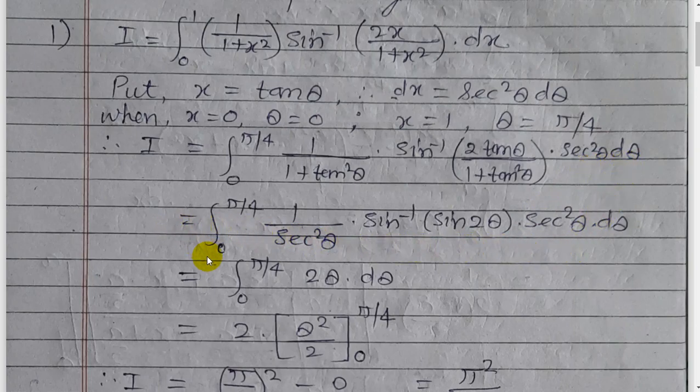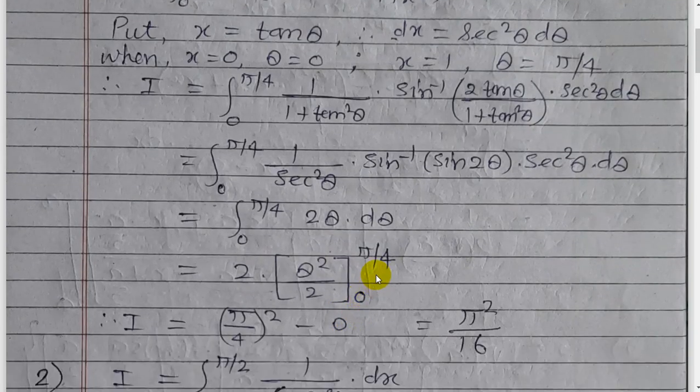So I equal to integral 0 to pi by 4 of 1 upon sec square theta into sine inverse sine 2 theta into sec square theta into d theta. Now sec square theta divided by sec square theta cancels. Therefore I equal to integral 0 to pi by 4 of sine inverse sine 2 theta; sine inverse and sine are eliminated, only 2 theta is remaining. So 2 theta d theta. 2 is a constant, taken out. Integral of theta is theta square upon 2, with limit 0 to pi by 4.